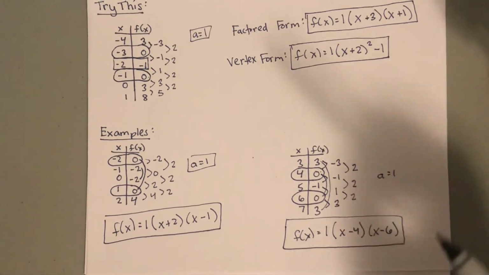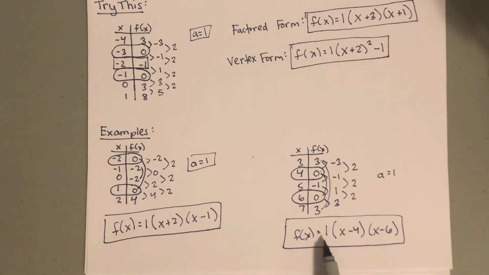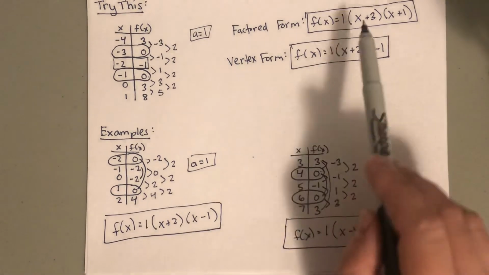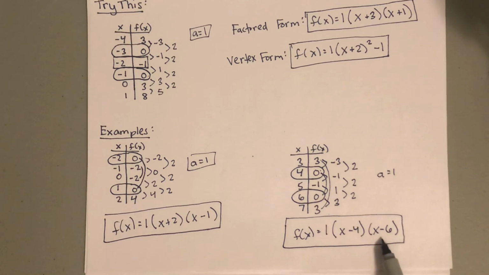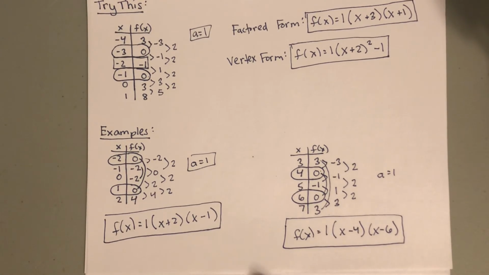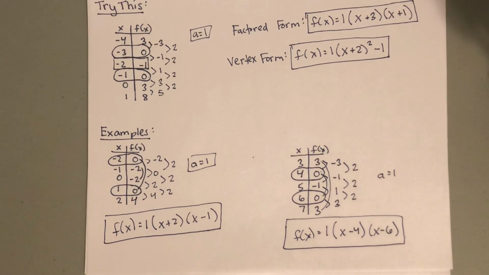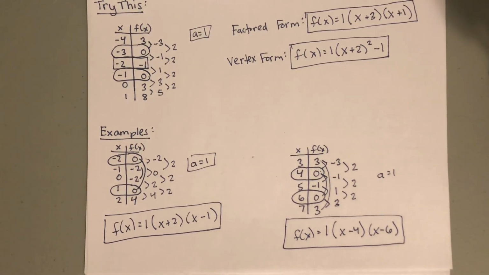Also remember that whenever the a value is 1, you don't need to write the 1. You could just say f of x equals x minus 4 times x minus 6. You can just leave the 1 out if the a value is 1 because multiplying something by 1 doesn't change it. So that is how you write functions in factored form.